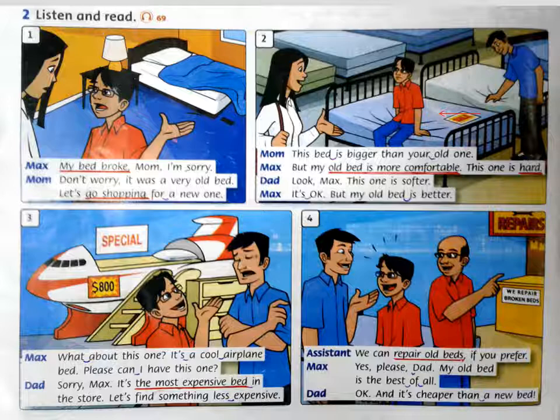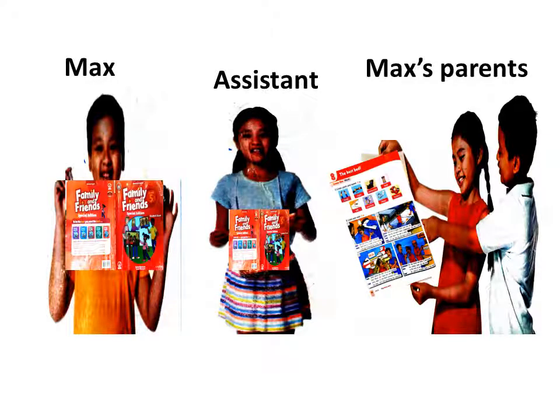Good job. Now, let's play the roles of the characters in the store. In this part, I invite 4 students to play the roles of the characters in the conversation. The boy in an orange t-shirt will play the role of Max, and the girl in a blue blouse will play the role of the assistant. The girl in a red dress and the boy in a white t-shirt will play the roles of Max's parents. Now, let's begin the conversation.